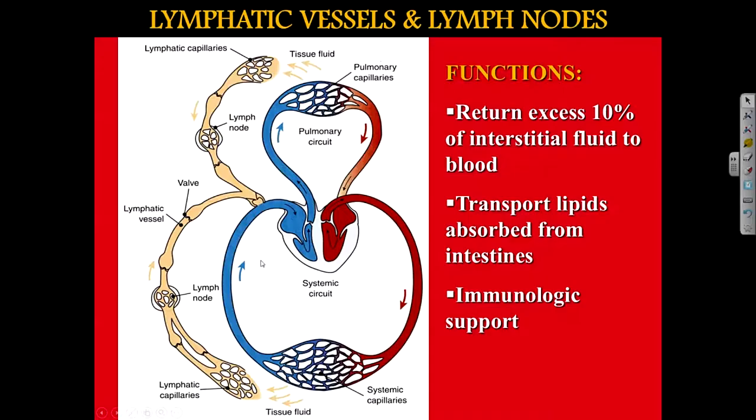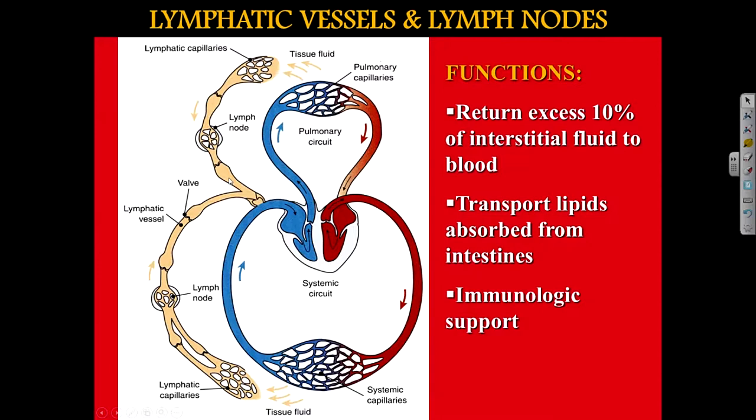We can see it here. So here's our pulmonary and systemic circulatory system, lungs and body. Here's in parallel our lymphatic vessels and lymph nodes. Remember, the lymph nodes filter the fluid passing through the lymphatic vessels. And lymphatic vessels have valves because it's unidirectional, shown here.